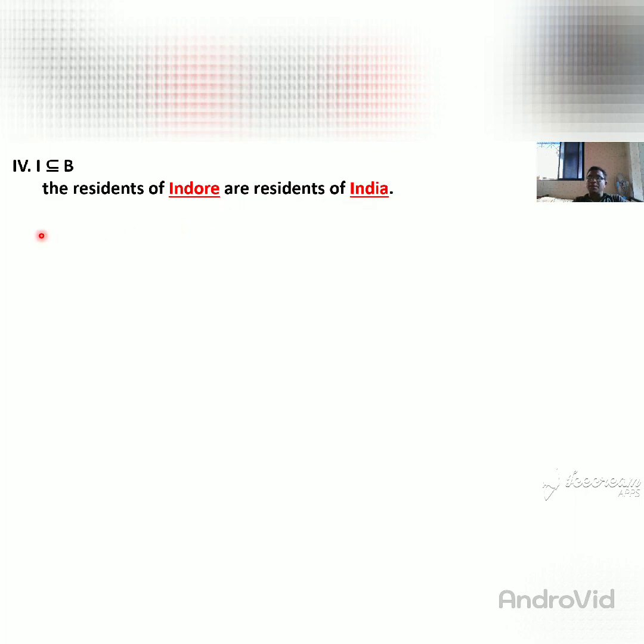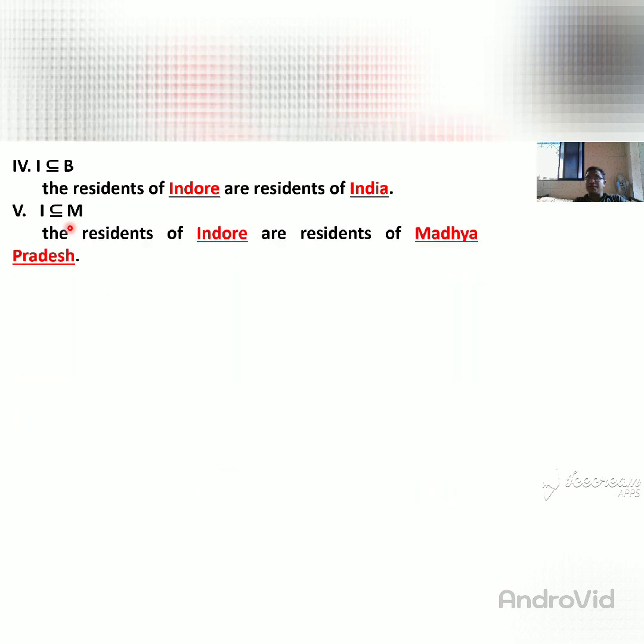What will be the next possibility? I is the subset of M. I is Indore and M is Madhya Pradesh. Where is Indore? Indore is in Madhya Pradesh. So Indore is the subset of Madhya Pradesh. Here it is written I is the subset of M because Indore is in Madhya Pradesh.